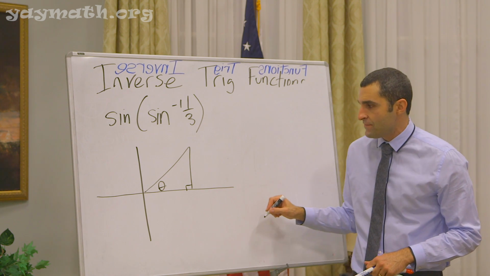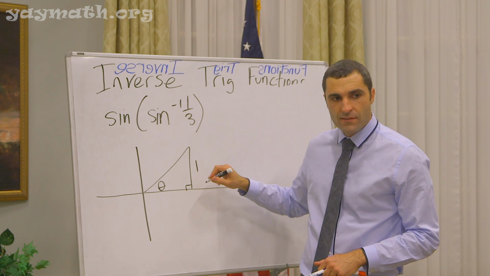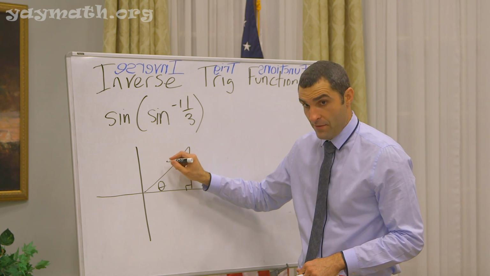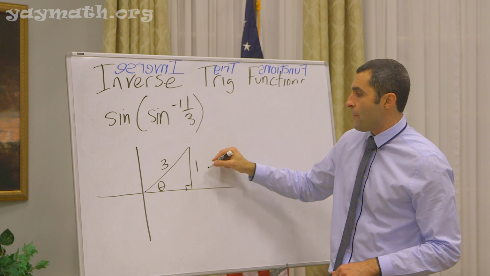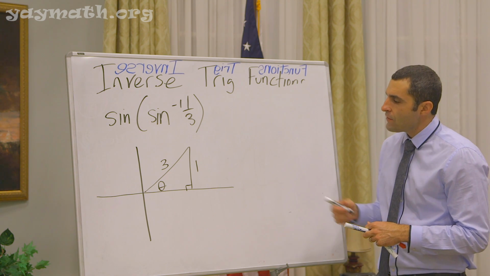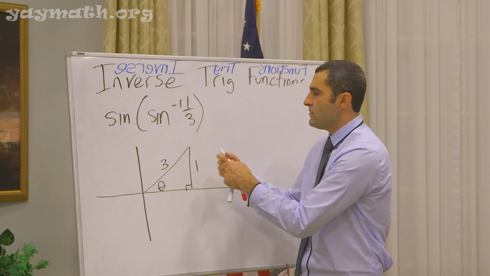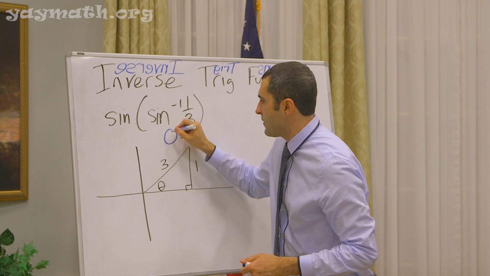If it's sine, the 1 goes on the opposite side, and the 3 goes on the bottom, the hypotenuse. Sine is opposite over hypotenuse. Very good. So now, that's the part of our triangle. So this here is the angle whose sine is 1/3.